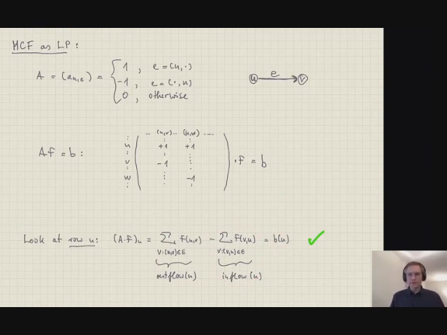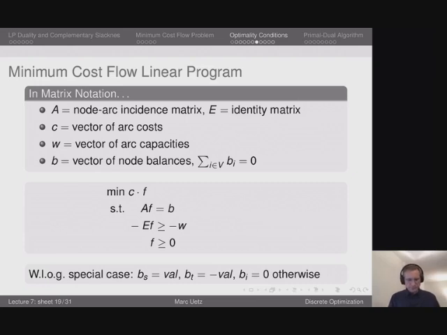Right, and in this way we can just formulate the whole problem. So if A is the node arc incidence matrix, C was the vector of the costs of the arcs, W is the vector of the capacities, and B is the node balances, which in total have to sum up to 0, then the minimum cost flow problem is this linear programming problem. So we minimize C times F, total cost of the flow, subject to the constraints that the flow balances are fulfilled, and I just convinced you that that means A times F is equal to B.